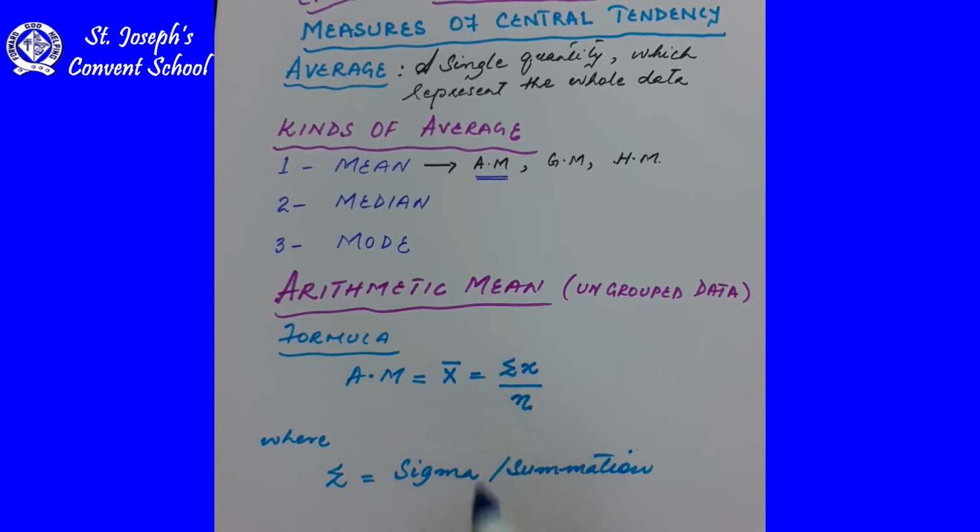X means all the values, whatever numbers we are using, we'll name them as X. And sigma X, summation X, means the sum of all the values given in the question. And N stands for the total number of observations, how many numbers or values are written.